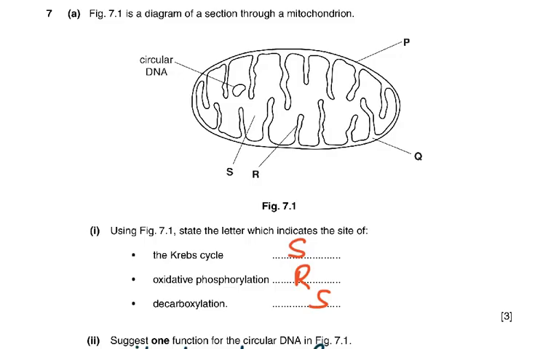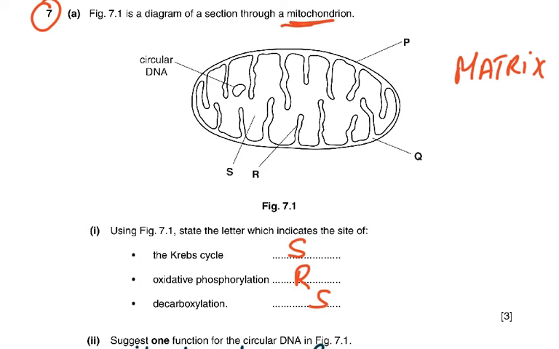Now let's look at question 7a. Figure 6.1 is a diagram of a section through a mitochondrion, and we have circular DNA, and then we have labeled P, which is the outer membrane, and Q is the intermembrane space, and R is the inner membrane, which is the folding, the cristae, and S is of course the matrix. As I often tell you, M mitochondria, M matrix. So just to remember it, please do not confuse.